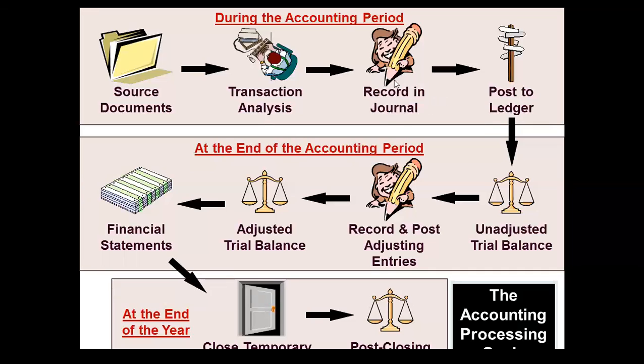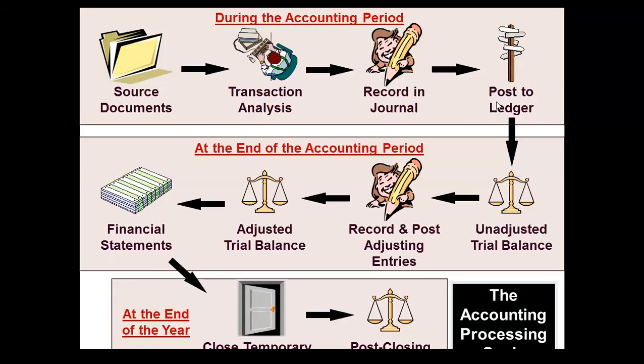So we're pulling information from the journal related to a specific account and posting it to the ledger for that account. So we're keeping track of all the transactions for each particular account. For example, cash. We look at all the cash transactions from the journal and we accumulate them in one place called the ledger.